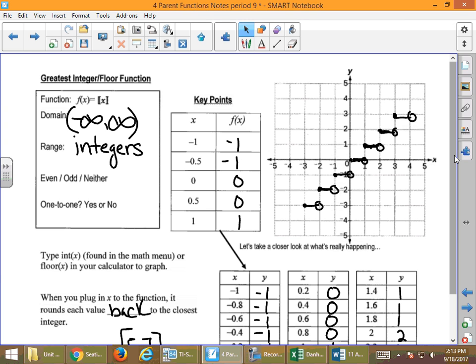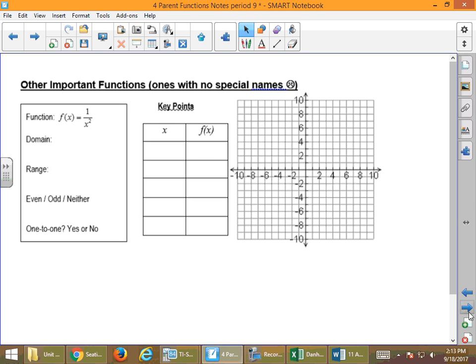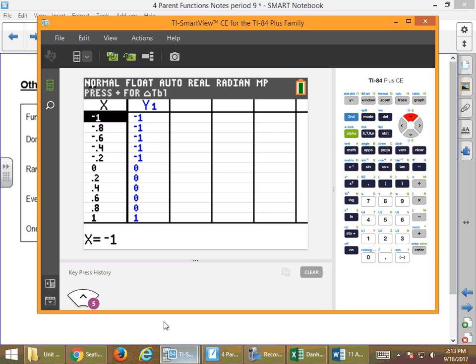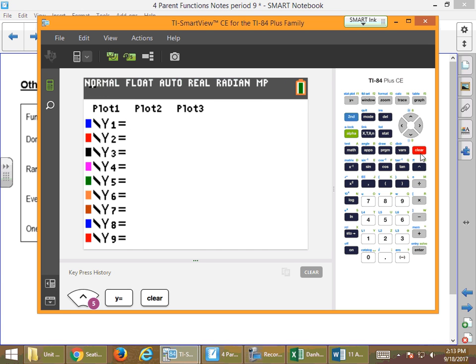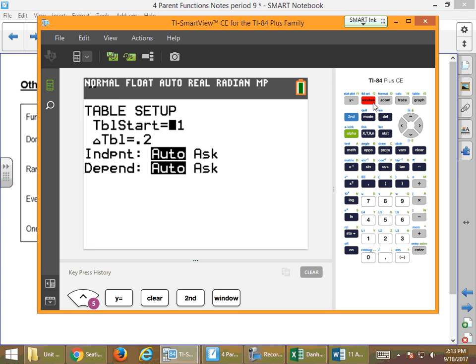Just a couple more. There's, I think, 3 functions left that don't have any names for them. As we go back to our calculator here, I want to do a couple things. I'm going to go to y equals, and I'm going to clear that out. And I'm also going to go to the table set, so I want the second and window. But I do want to leave my window in half increments, so I'm going to start at 0, but I'm going to put it in half increments.